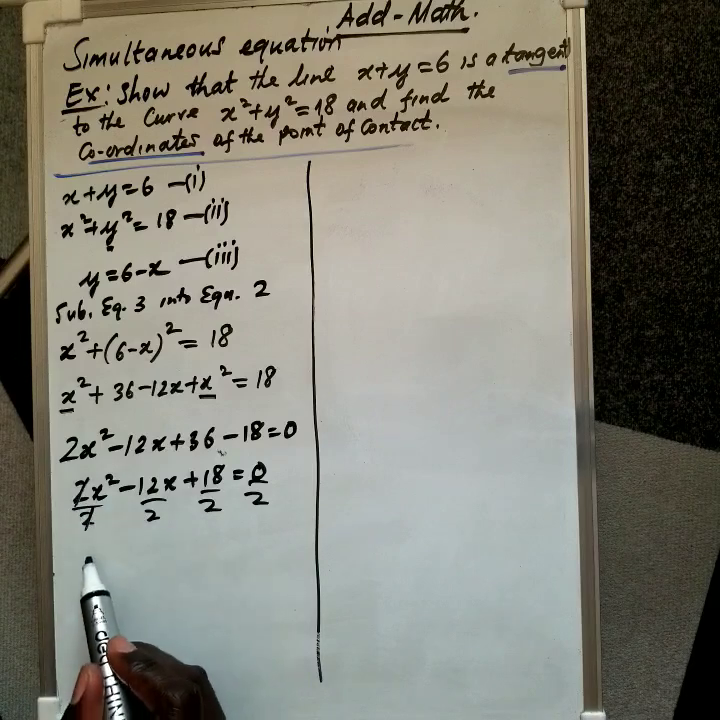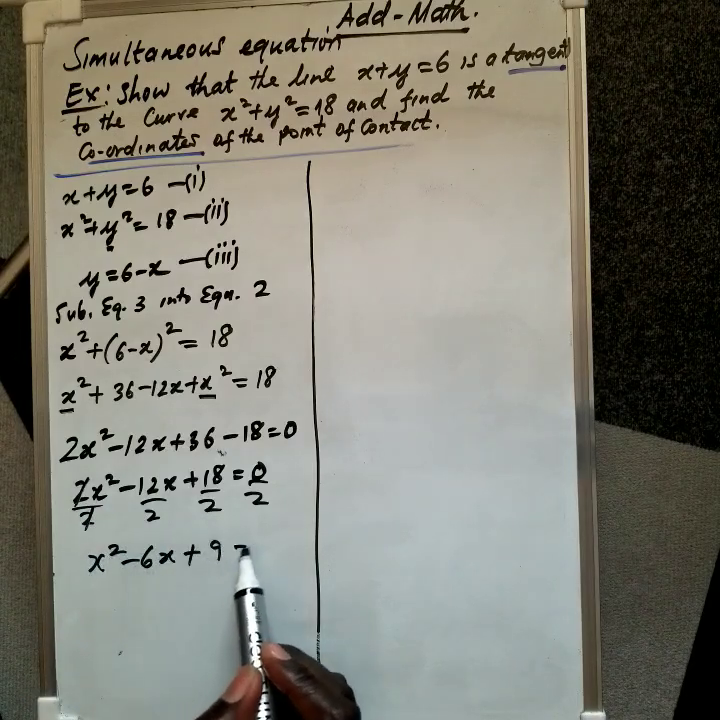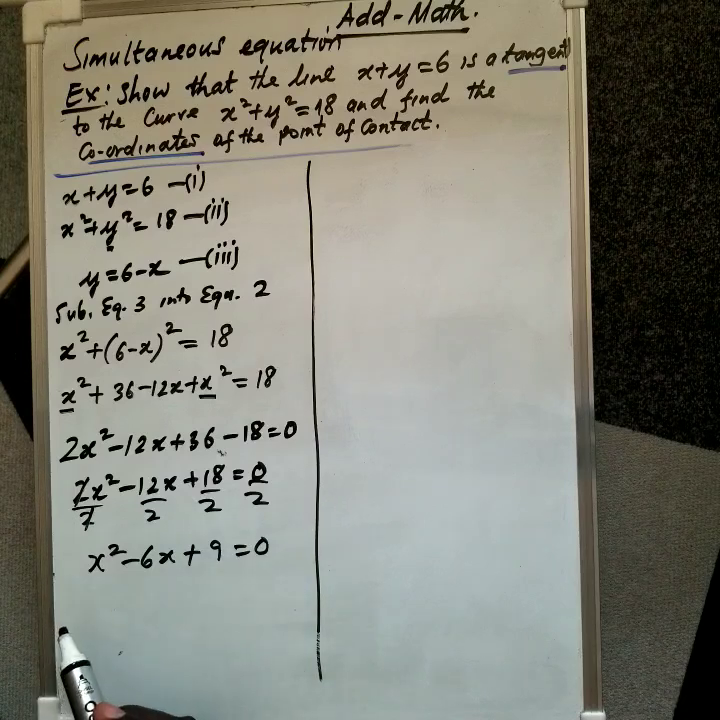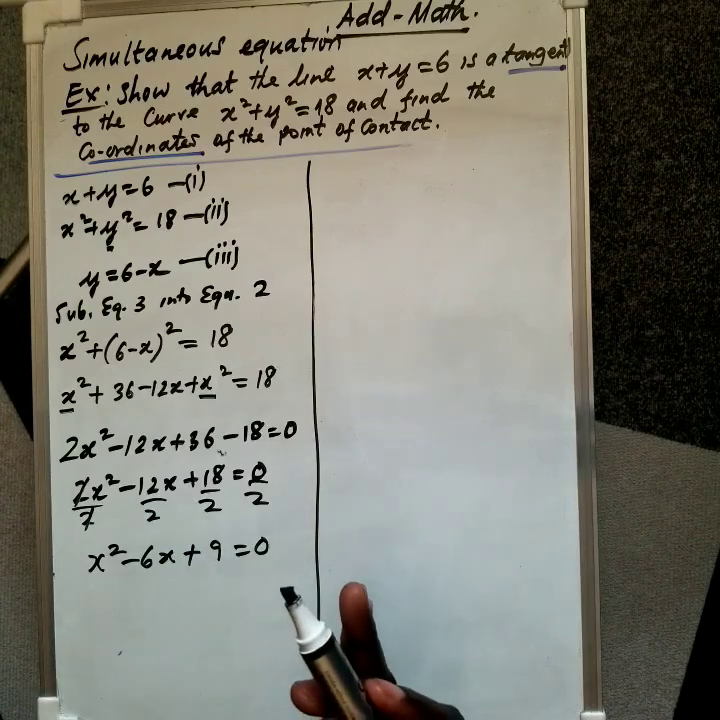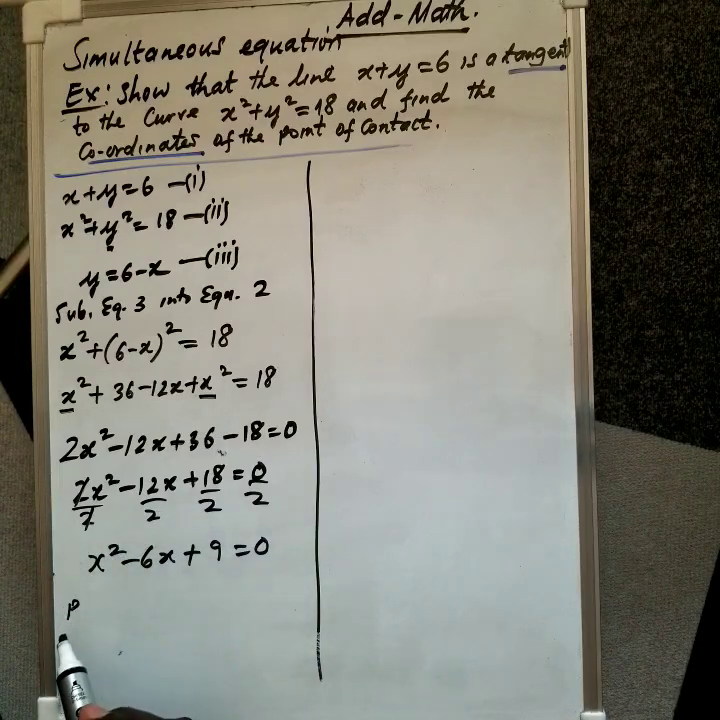So what will that give me? It will be x squared minus 6x plus 9 is equal to 0. Do you remember what we said? You can either use the quadratic formula if you know it, to actually solve for x, or you can use your product sum and factors there.